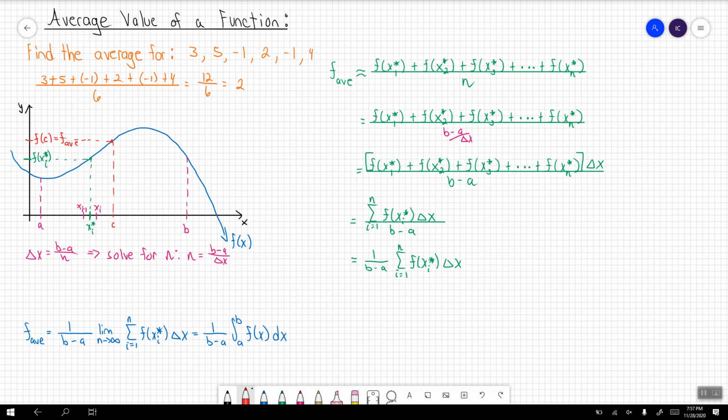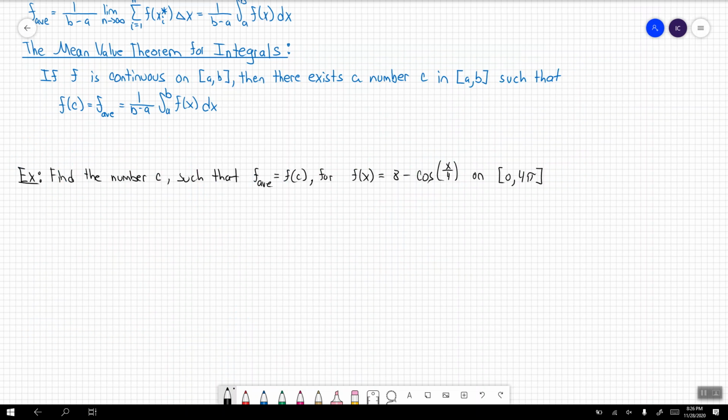So let's go ahead and state this using a theorem. We're going to be talking about the mean value theorem for integrals. All right, so here's the example that we're looking at, and we have the mean value theorem for integrals as well.